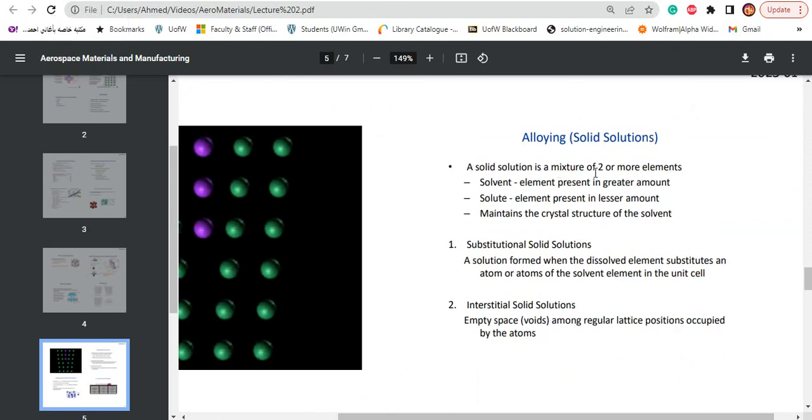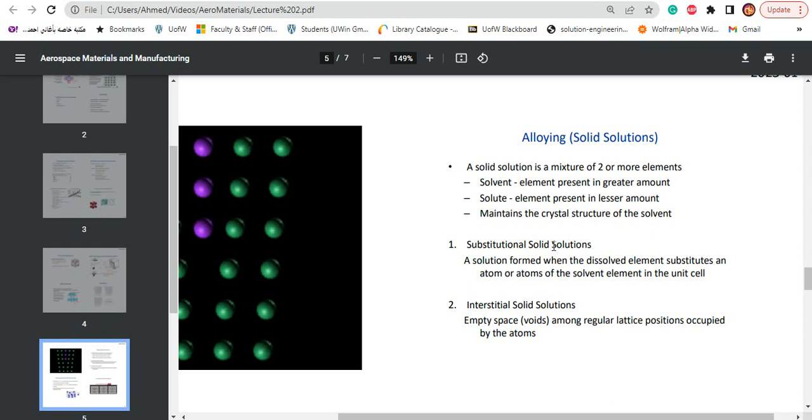And here, alloying solid solutions. A solid solution is a mixture of two or more elements. The solvent is the element present in greater amount, and the solute is the element present in lesser amount. So if we mix two things, like AlCu for example, Al is the solvent, meaning we have more Al, and copper is the solute and will be less. It maintains the crystal structure of the solvent.